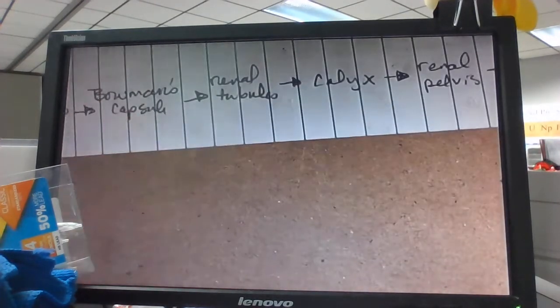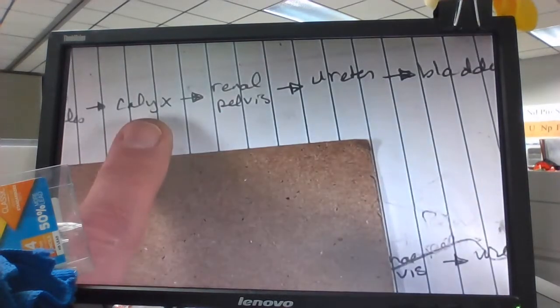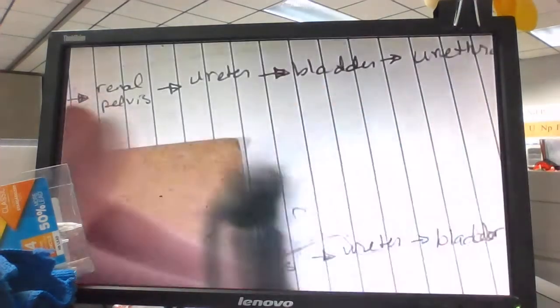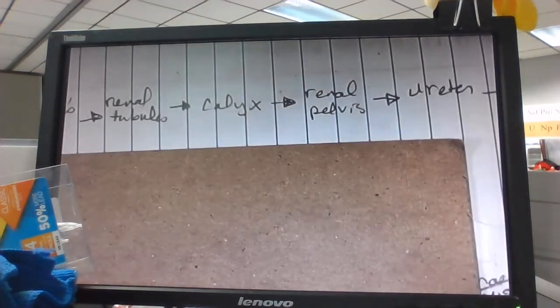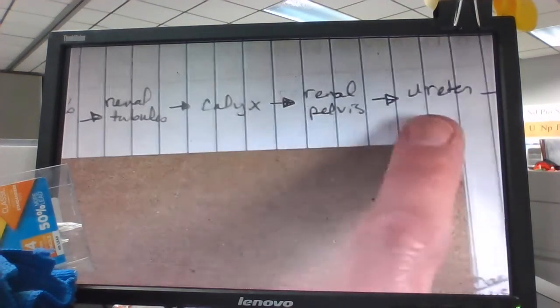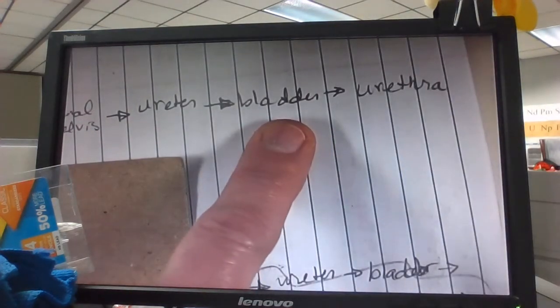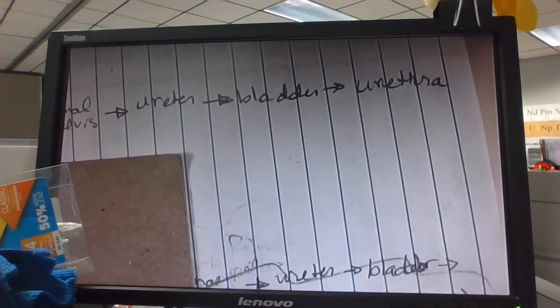So the tubules that are going to pick up all the filtrate, those are the renal tubules, and they're going to go through the calyx. They're going to bring all the urine together, bring the filtrate together at the calyx. That's going to run through the renal pelvis. The ureter is going to take it from the kidneys to the bladder. The urethra takes it from the bladder to outside the body.